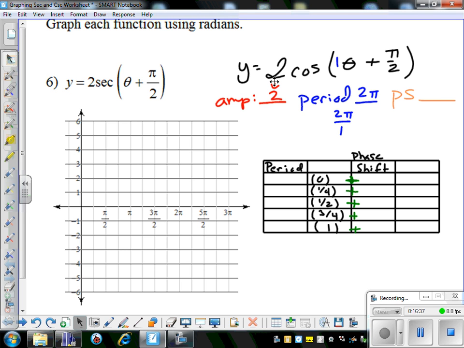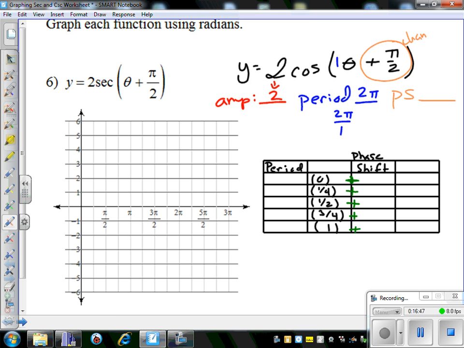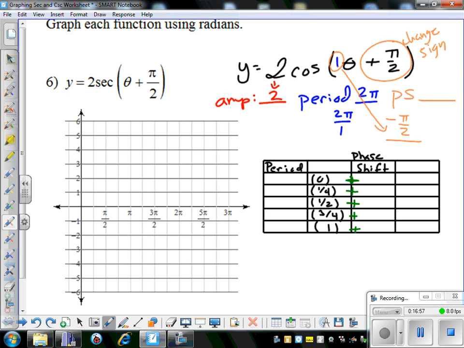Now this one, we have a phase shift. For the phase shift, we take the number being added to theta inside the parentheses. We change the sign, so we're going to make it negative pi divided by 2. And we divide that by the number in front of theta, which is 1, so our phase shift is just going to be negative pi divided by 2. So filling out our table, our phase shift would be negative pi divided by 2 for each one of the spots.